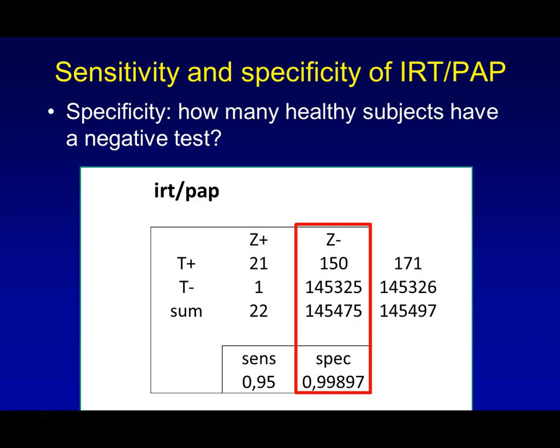The specificity means how many healthy subjects have a negative test. Preferable, this is 100%. We see that the majority of them, 145,325, had a negative test and were not diseased. However, 150 of the healthy infants had a positive test without having CF, and this means a specificity of 99.9%, which is almost 100% but not entirely.